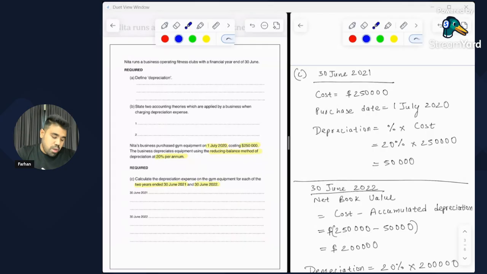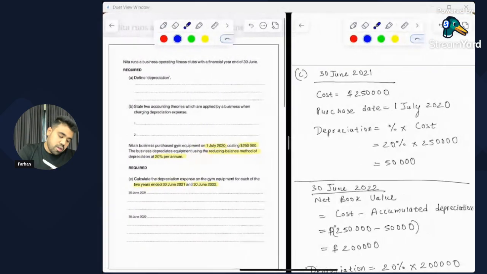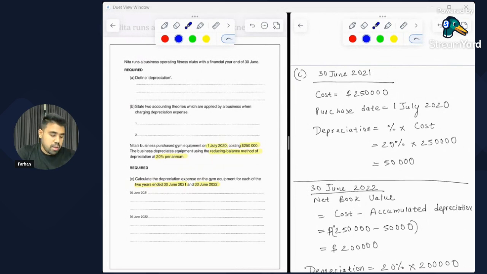So Nita's business purchased gym equipment on 1 July 2020, costing $250,000. I believe you can see the question on the left-hand side of your screen. So on 1 July 2020, Nita's business purchased gym equipment for $250,000. The business depreciates equipment using the reducing balance method of depreciation at 20% per annum. We are required to calculate the depreciation expense on the gym equipment for each of the 2 years ending 30 June 2021 and 30 June 2022.